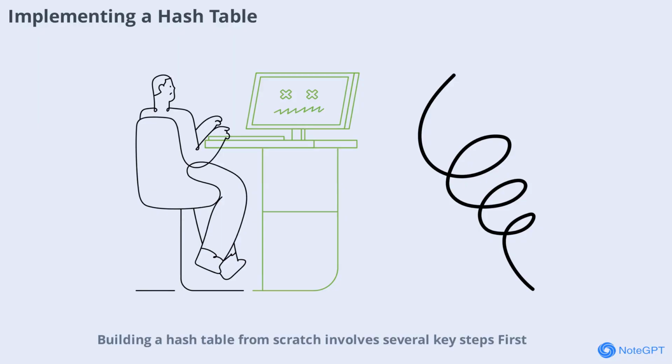Building a hash table from scratch involves several key steps. First, you need to choose a good hash function that distributes keys evenly. Next, you decide how to handle collisions using methods like chaining or open addressing. Finally, you implement the main operations: insert, delete, and search. With these pieces in place, you have a fully functional hash table ready to manage data efficiently.